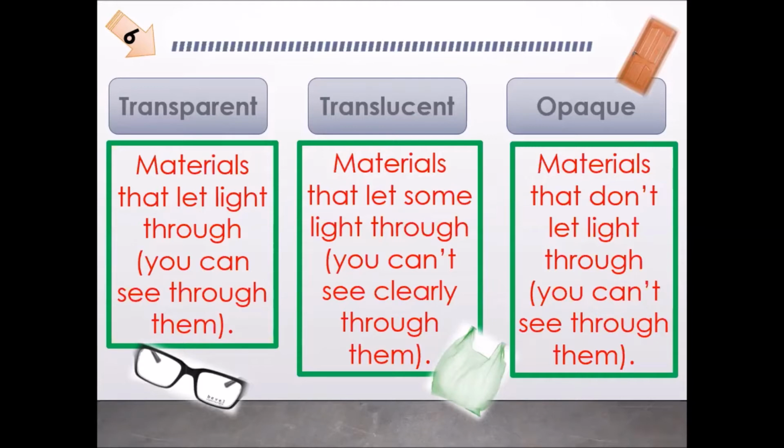Something in between is the translucent material. What does it mean? It lets some of the light pass through, so you can't see clearly through it, like a plastic bag. You can see what's inside, but not as clearly as with transparent material. Okay, so it is called translucent material.